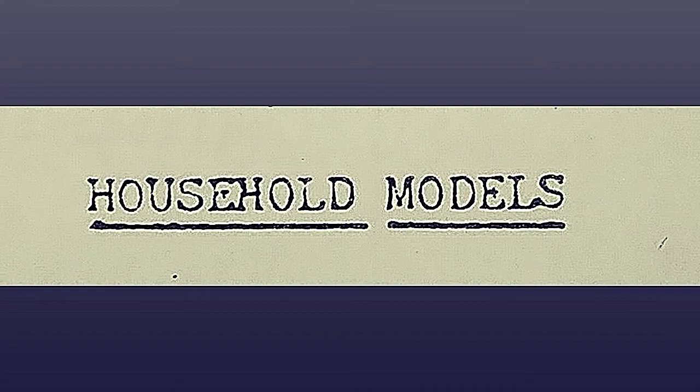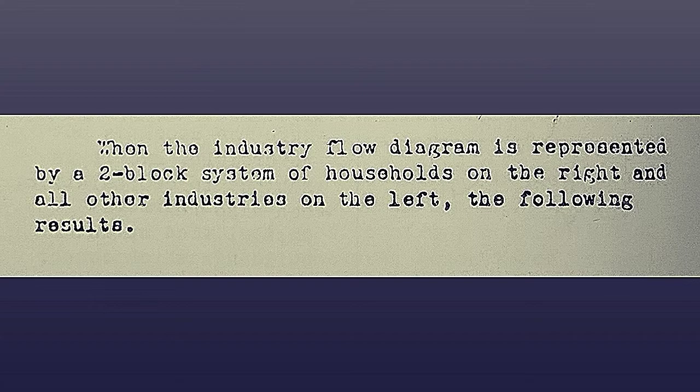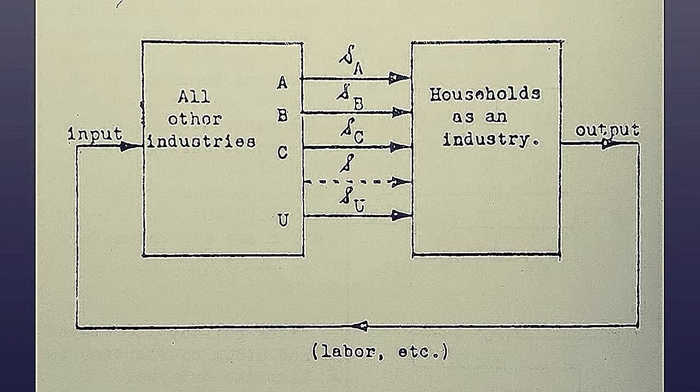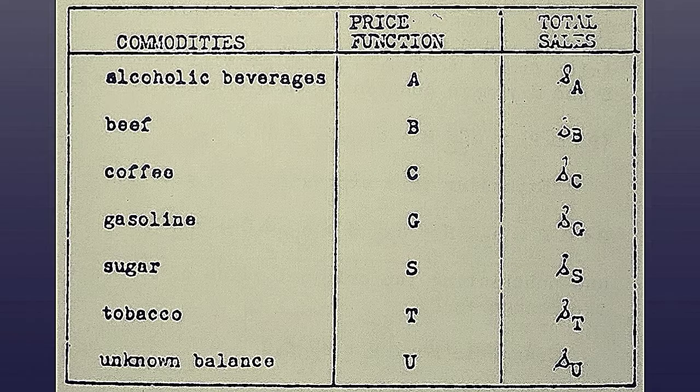Household models. When the industry flow diagram is represented by a two-block system of household on the right and all other industries on the left, the following results. The arrows from left to right, labeled A, B, C, etc., denote flow of economic value from the industries in the left-hand block to the industries in the right-hand block called households. These may be thought of as the monthly consumer flows of the following commodities: A. Alcohol, beverages, B. Beef, C.